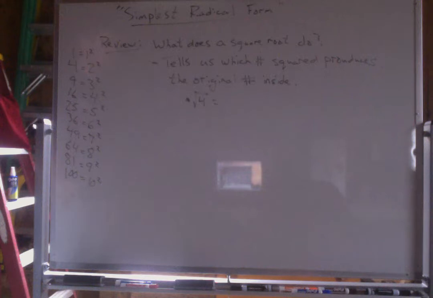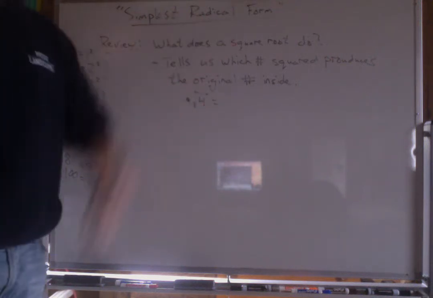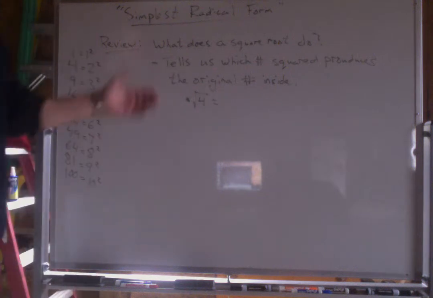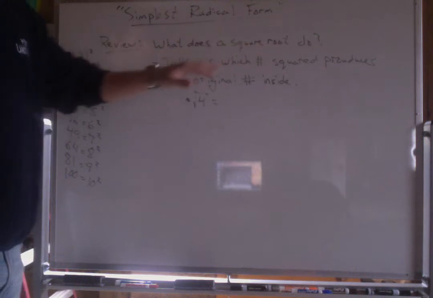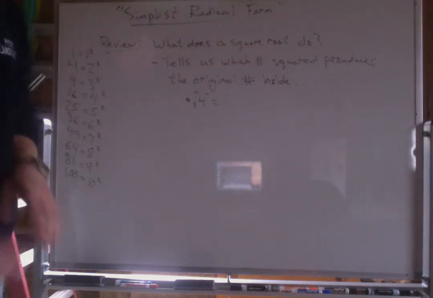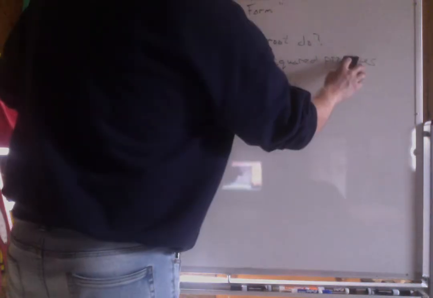But anyway, here's the question. Well, kind of the review question to think about here at the beginning. So again, totally new topic, but fun nonetheless, of course. So the review here is radical, meaning square root. So what does a square root operation do? Okay, and the answer to that question is it tells us which number squared produces an original number that was inside.